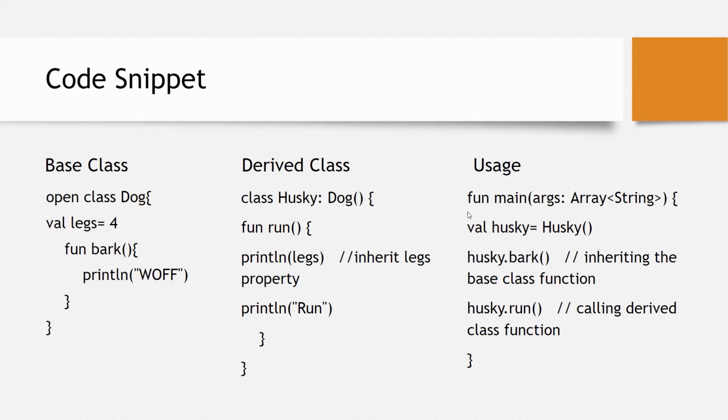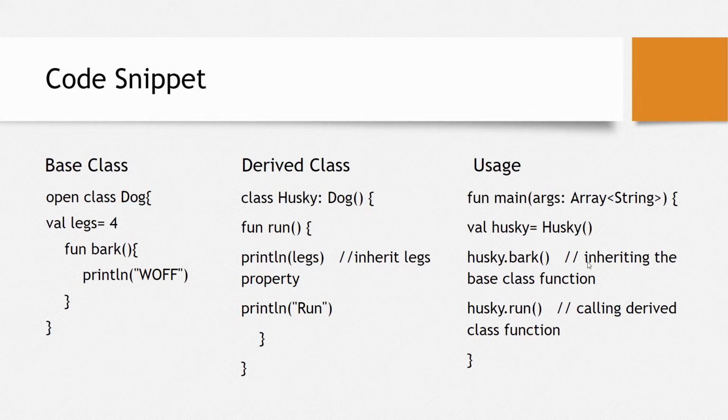Now the usage. As you can see, in the main method we'll use it. Now we will create an object of the husky class, not the dog class. If I use husky.bark, we created an object and we can use it through the dot operator, as we learned in the previous video. So husky.bark will call the bark function of the dog class, even though there is no bark function in the husky class. It will inherit the base class function.